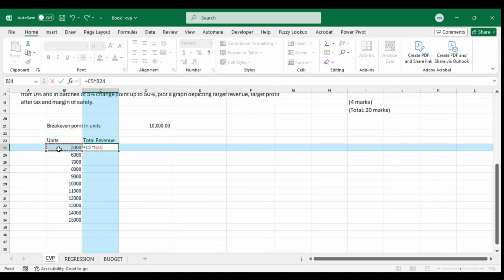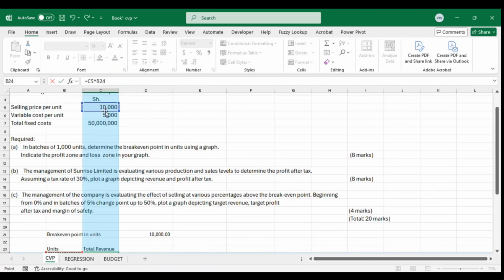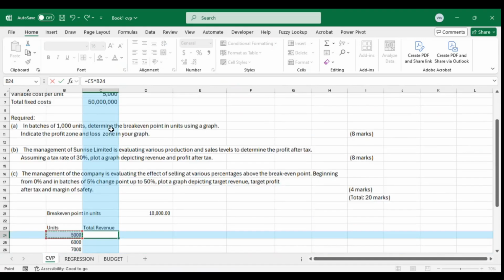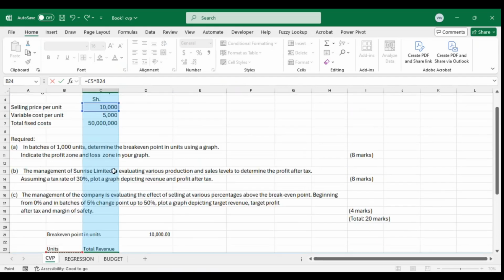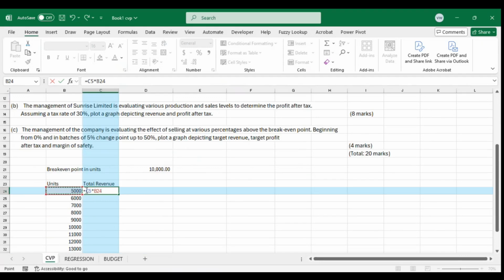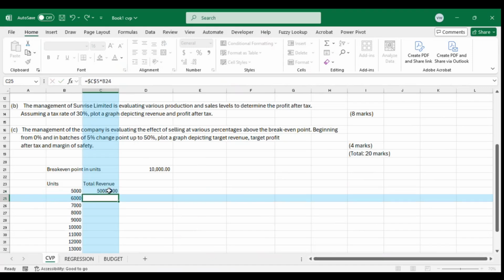But because I want to use the fill series, and remember I've referenced this 10,000, and I don't want it to run as a relative reference, I need to make this 10,000 an absolute reference. So I'll highlight the range where we have the 10,000. Then I just press F4 once. When I press F4 once, I'm able to make that an absolute reference.